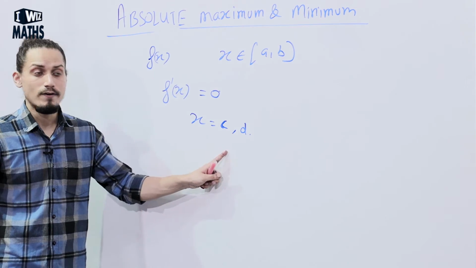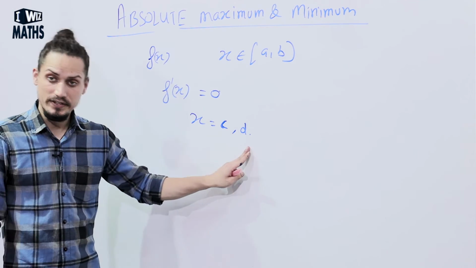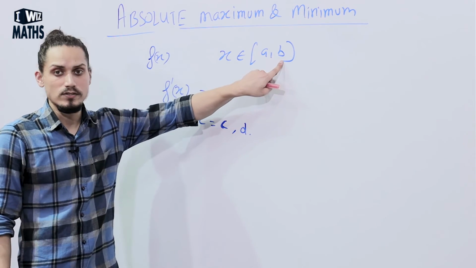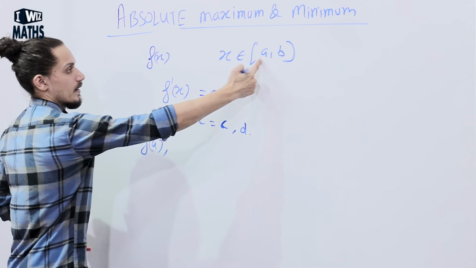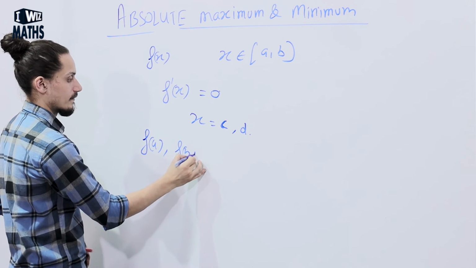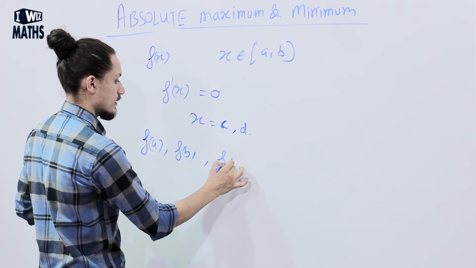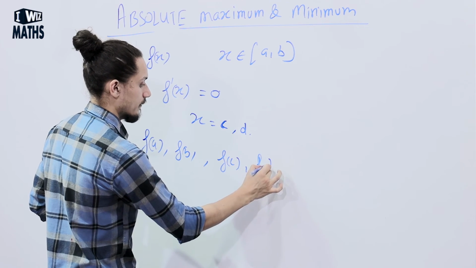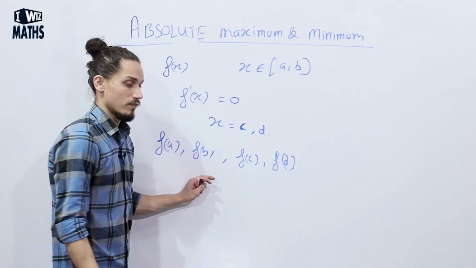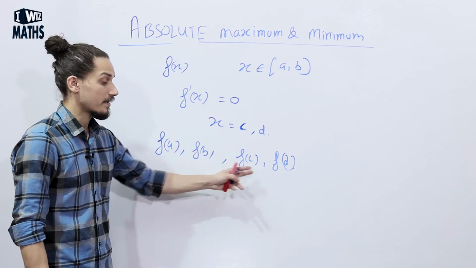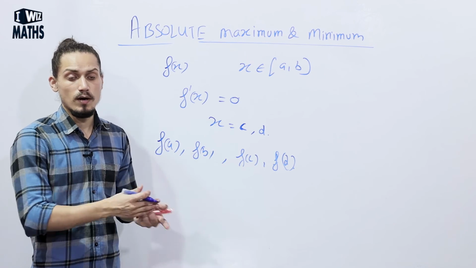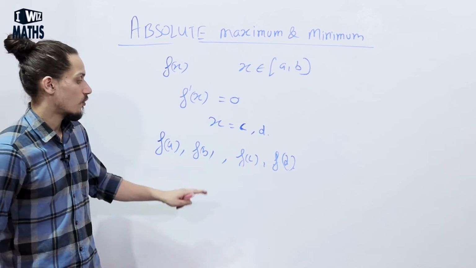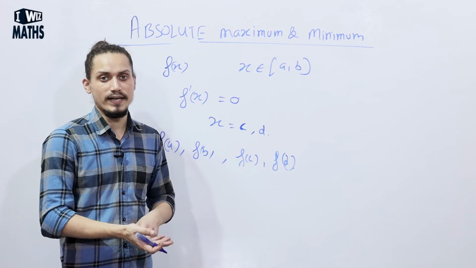Now we'll find the value of this function at these critical points and at the end points of this interval. That means we'll find the value at the end points, f of a, f of b, and then at the critical points, f of c, f of d. We found the value of this function at the end points of the interval and at the critical points. Then we'll see in which case the value is largest, and we'll call that the absolute maximum value, and the case with the smallest value we'll call the absolute minimum value.